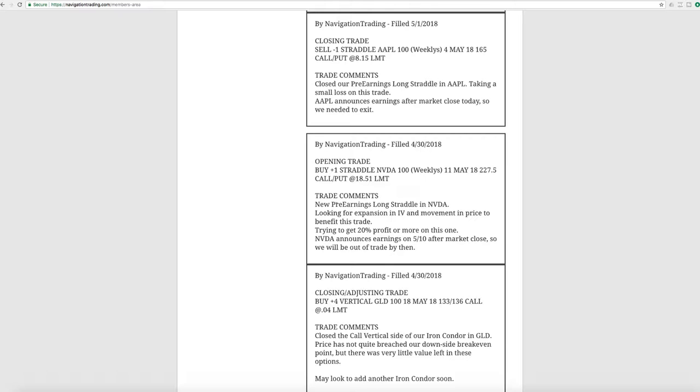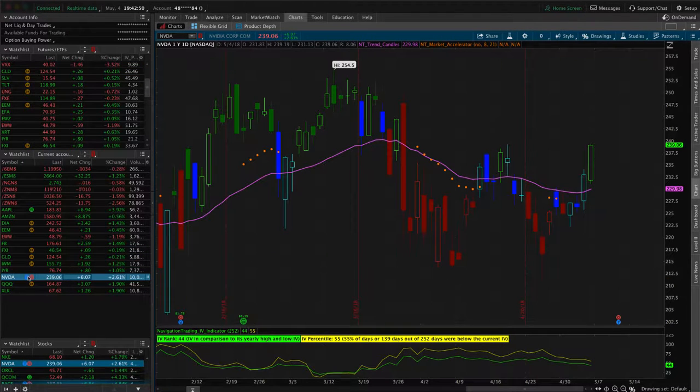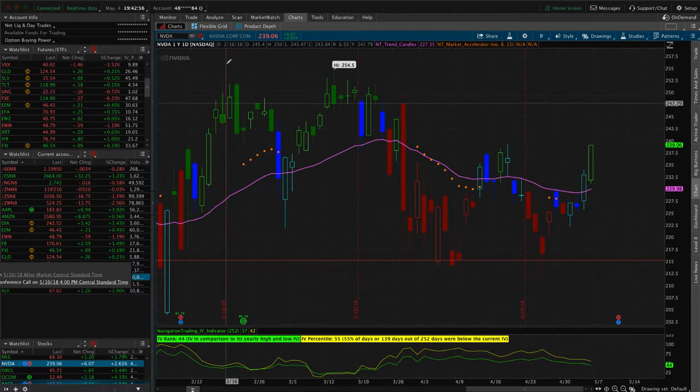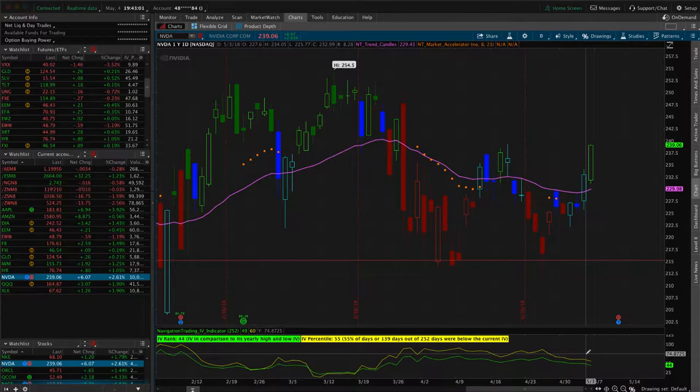Next trade was an opening trade. We did a pre-earnings long straddle in NVIDIA, which if we take a look there at NVIDIA, we still have on. Remember, they announced earnings on May 10th, so we've got some time there. If we take a look at our analyze tab, you can see a couple things. One, implied volatility has not expanded as we expected. It's continued to grind lower. So hoping that we still get a pop in implied volatility leaning into earnings like we usually do, but that has not benefited our position.